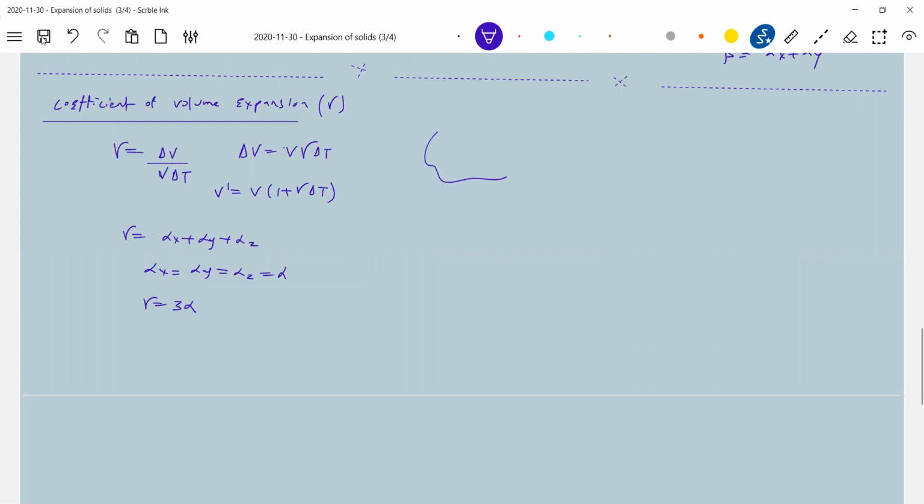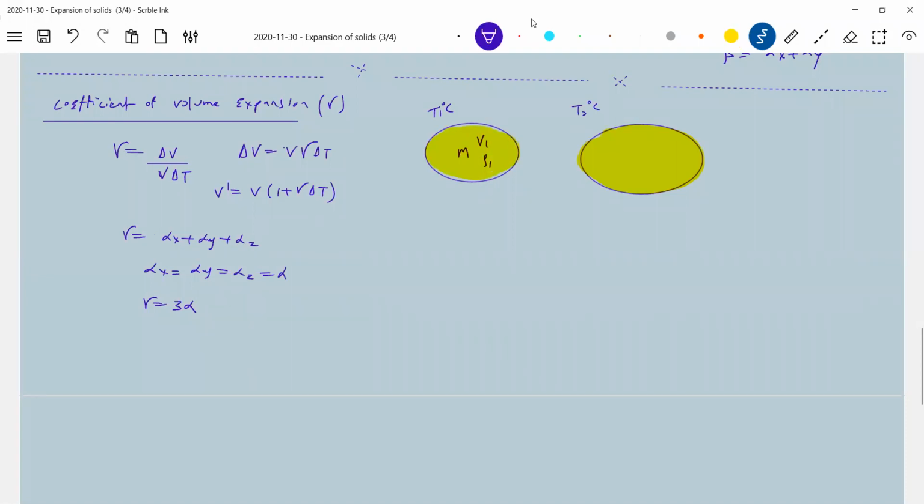Okay, let's do one thing. There is a body of mass M at a temperature T1 degrees Celsius. It has a volume V1 and density rho 1. I'll raise the temperature. What do you expect? I think it will expand, no? Let me shade it like this. Yeah, now the body will expand. Now tell me what will happen to the density of the substance.